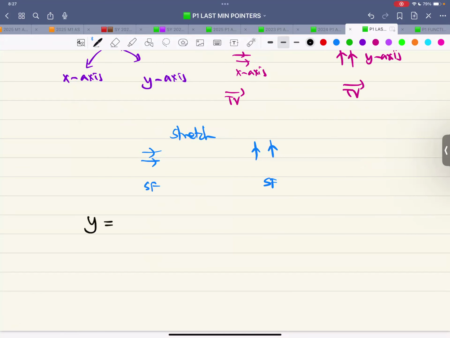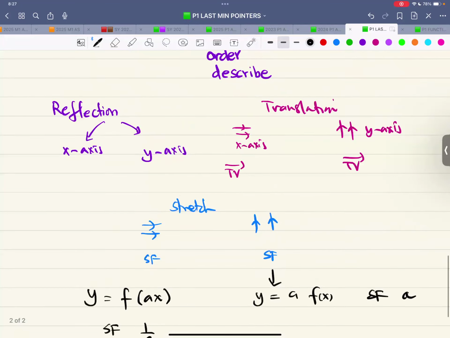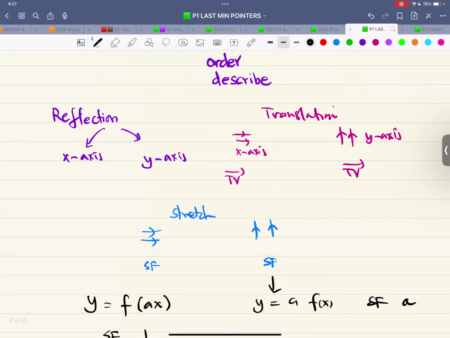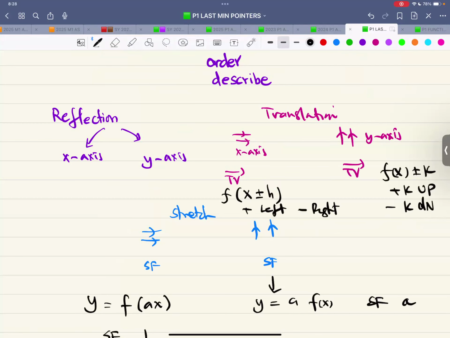So now just a quick overview. When we have y equals af(x), that is parallel to the y-axis, scale factor is a. When it is f(ax), the scale factor is the reciprocal of the coefficient. Keep that in mind. And over here, if it's translation parallel to the x-axis, this is f(x plus or minus h). So plus means left, minus means right. And over here, f(x) plus or minus k: plus k means up, minus k means down. That is the basic thing that you're aware of.